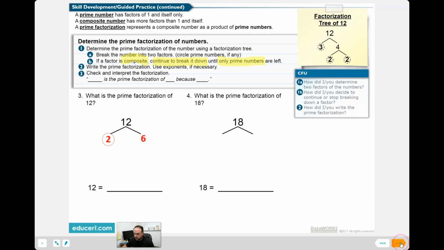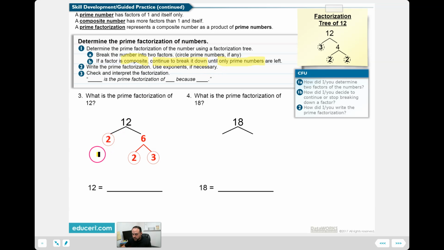So we will break 6 into 2 new factor tree arms with a 2 and a 3 as our multiplication endpoints. 2 is a prime number and 3 is a prime number, and we have only prime numbers that are left. Step 2. Ready, read. Write the prime factorization. Use exponents if necessary.